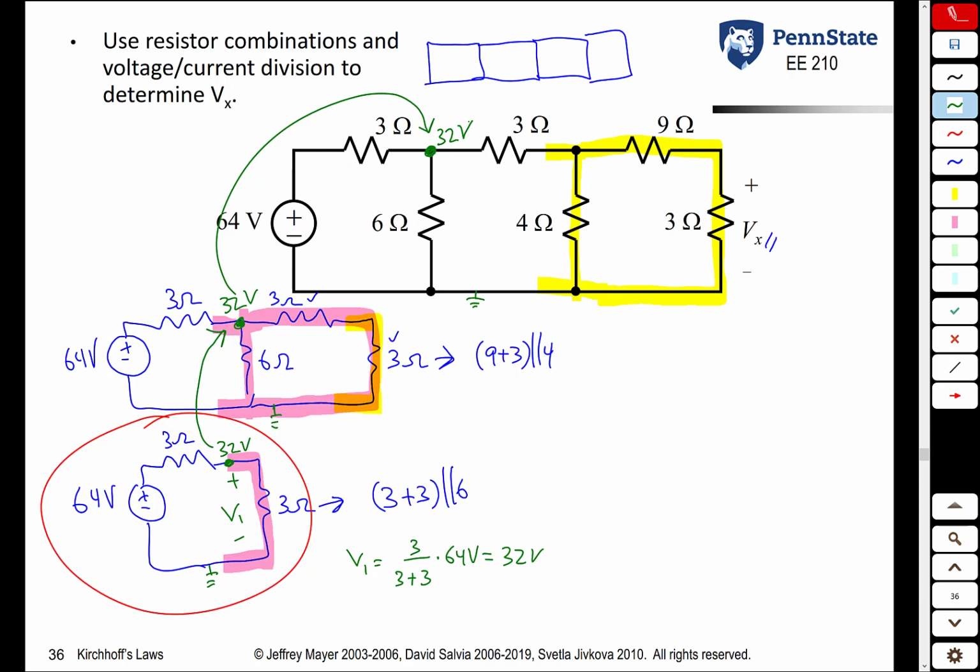This node is the same as that node up there, so the voltage at this node is also 32 volts. What we can now do is go to the second circuit, and we can use voltage division again to find the voltage across this 3 ohm resistor.